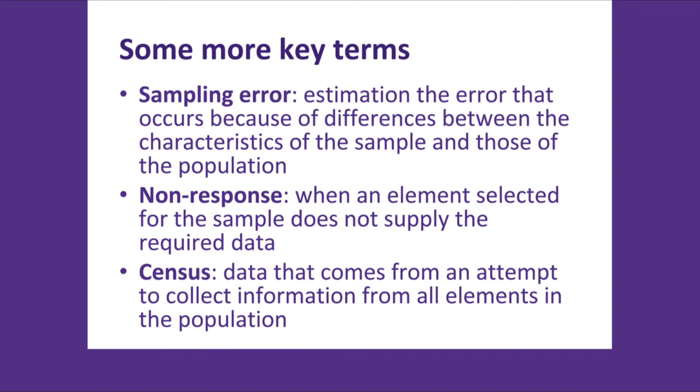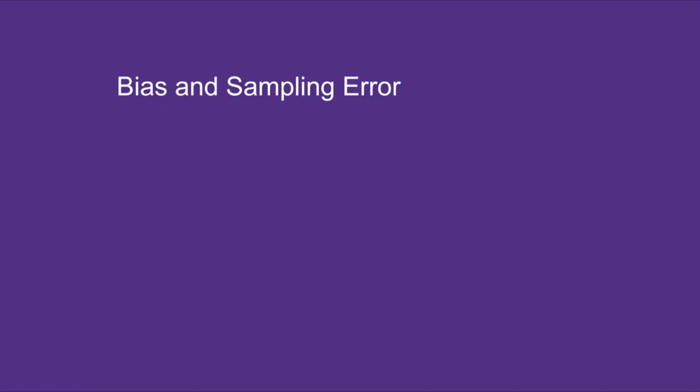We have to be concerned about the two top points here in terms of sampling error and non-response. Sampling error is an estimation of the error that occurs because of differences between the characteristics of the sample and those of the total population. And the other thing that we have to be concerned about is non-response. We're going to get to this a few times in today's lecture. This is when an element selected for the sample does not supply the required data. In a sense, this is just the total number of cases and trying to collect all the data from all the cases possible. So let's look at bias and sampling error as our next topic.